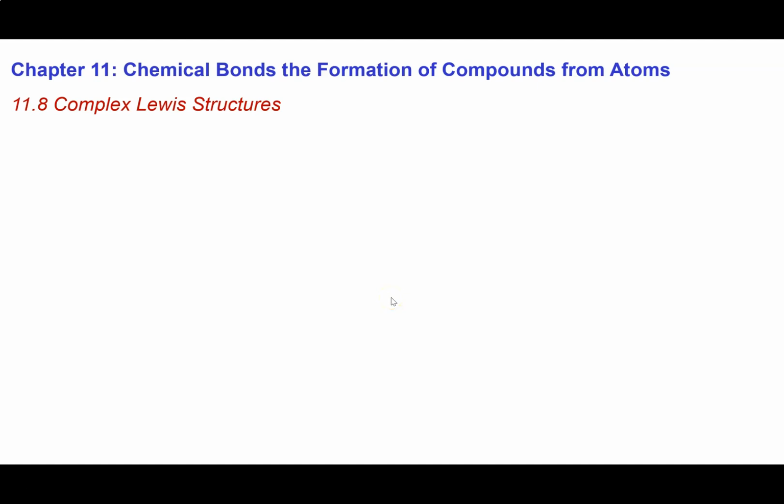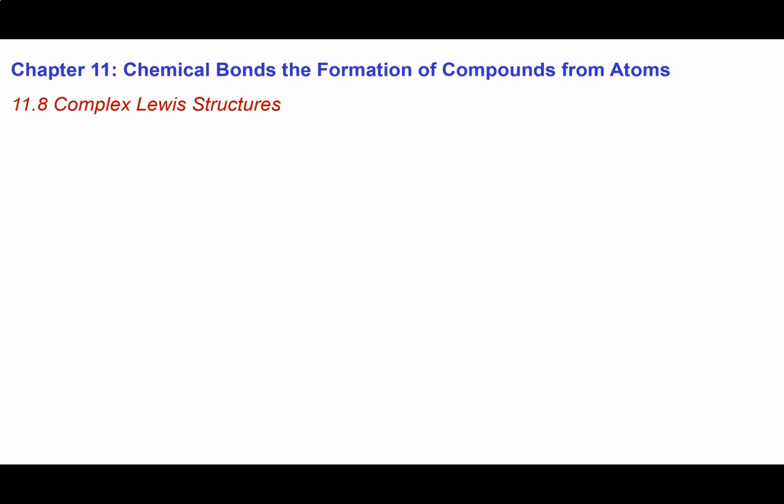So sometimes drawing Lewis structures for polyatomic ions or for molecules can get a little bit complicated because we have some choices to make, and there is more than one correct way of doing things. So let's have a look at a few complicated examples of Lewis structures.